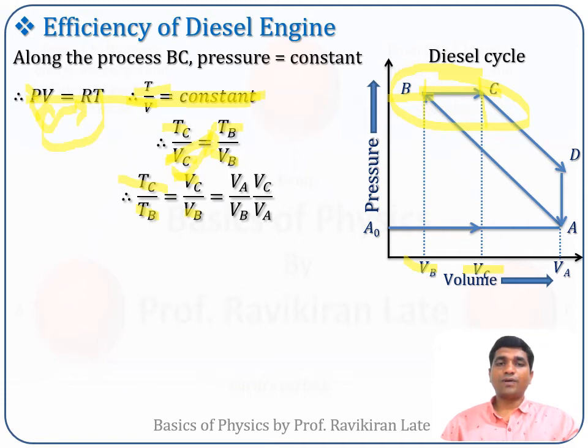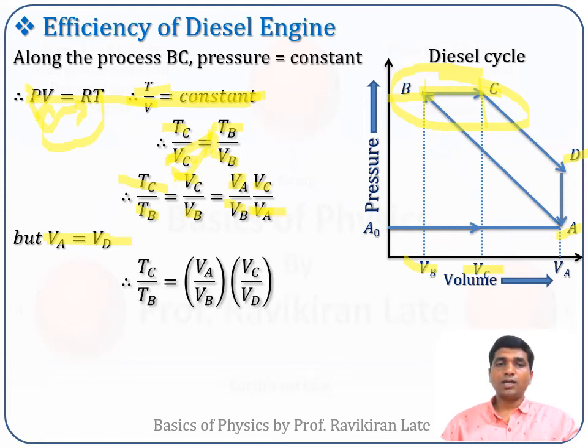Now if you further simplify, multiply and divide this equation by the term VA, it will be VA into VC, VB as it is into VA. Now we know that point A and point D are the same points, so the volume at these two points will be the same. So VA is equal to VD. If you substitute it in this equation, we can rewrite TC upon TB as VA upon VB as it is, and instead of VA in the other term, we write VD.